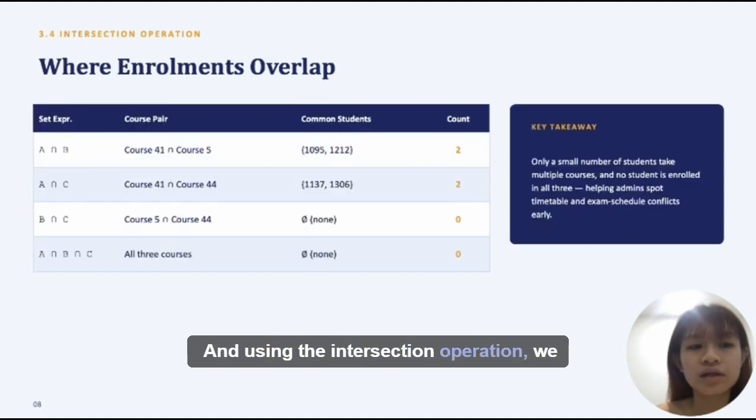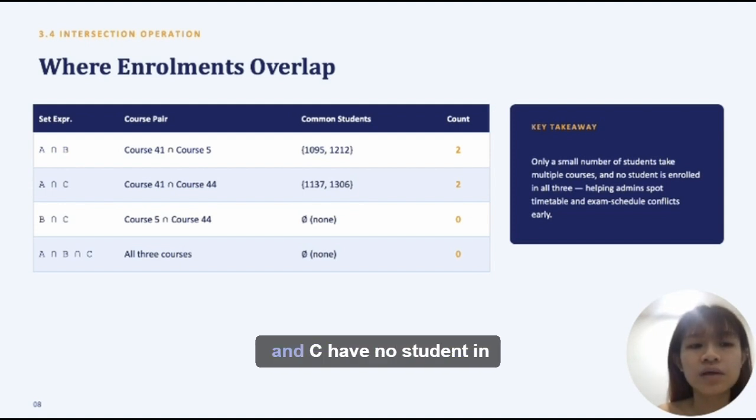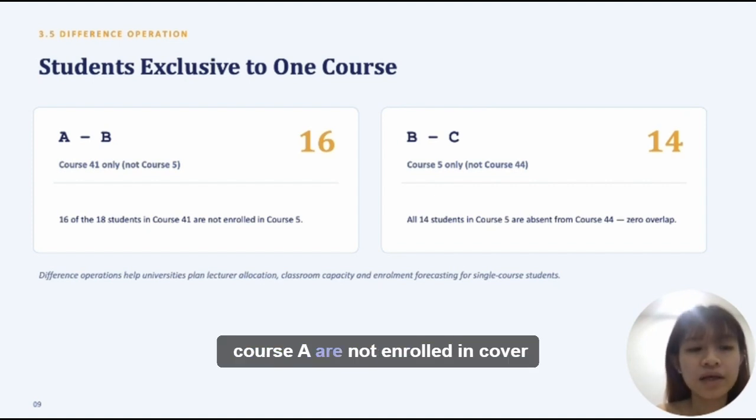And using the intersection operation, we found only a small overlap: two students are common between courses A and B, two between courses A and C, while courses B and C have no students in common. No student is enrolled in all three courses. And using the difference operation, we found that 16 of the 18 students in course A are not enrolled in course B, showing that most students in course A are exclusive to that course. These results form the basis for the next part of our analysis.